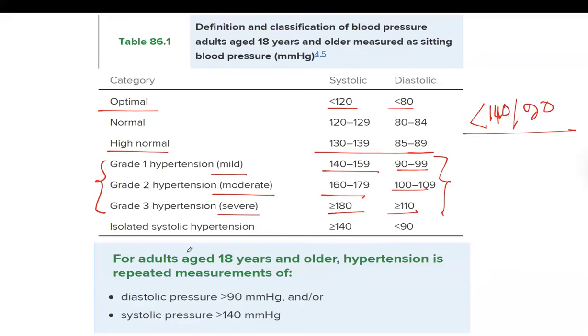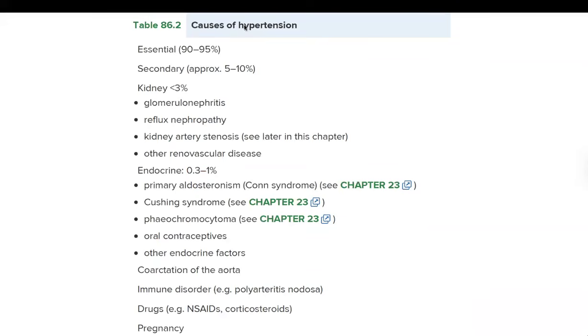So for adults aged 18 and above, hypertension is diagnosed if you get repeated measurements of diastolic more than 90 and/or systolic more than 140. Okay.